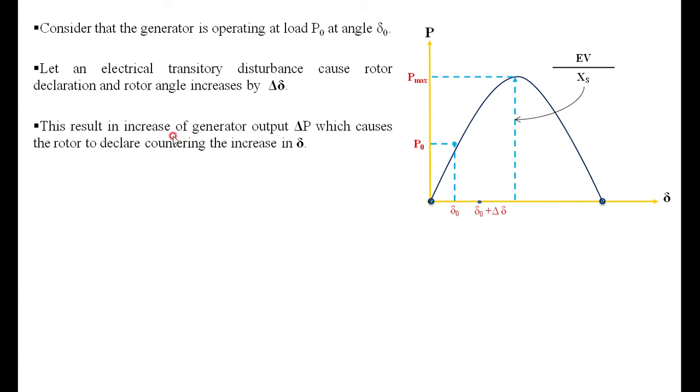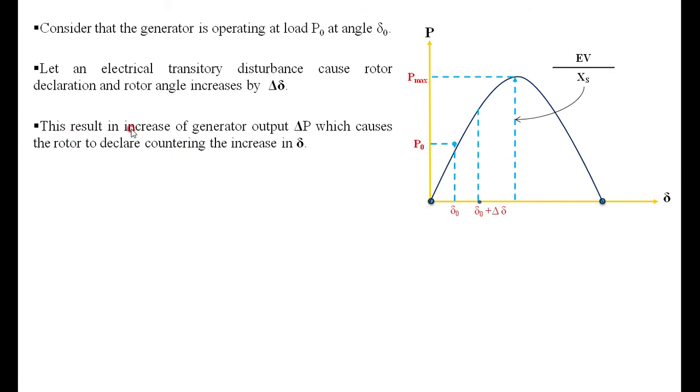Therefore, this results in an increase in the generator output. We know that P is equal to EB by XS into sin delta. Previously it is EB by XS sin delta naught. Now, because of the disturbance, the angle is delta naught plus delta delta. Therefore, definitely the power is increasing. The new power is P equal to EB by XS sin of delta naught plus delta delta.